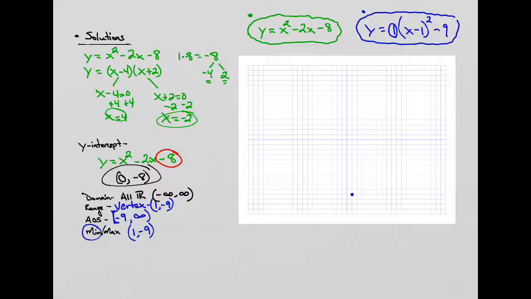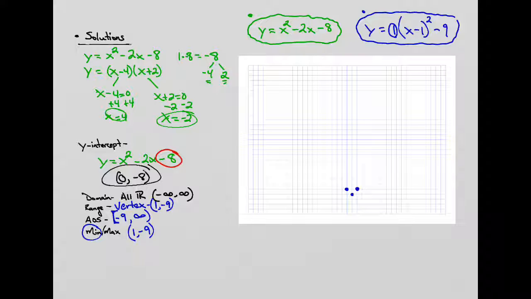Now, I have my vertex already put down, and then all I need to do is put down some other points that I know are going to be there. I also know that my y-intercept is going to be at a negative 8, and that's at 0 over, negative 8. That's going to be this spot right there. I know because of symmetry, I'm also going to have a point right there. So I'm already starting off with a little bit of my U-shape.